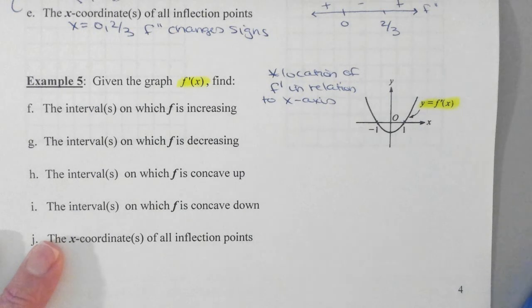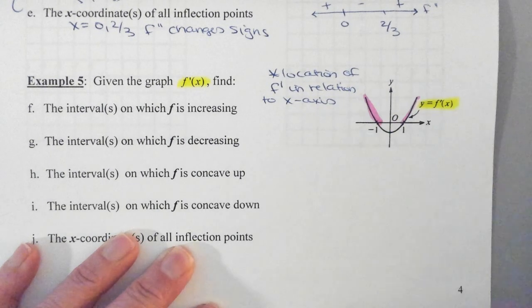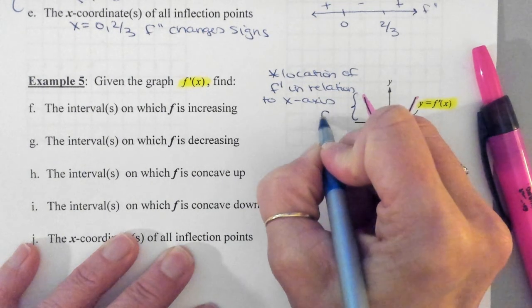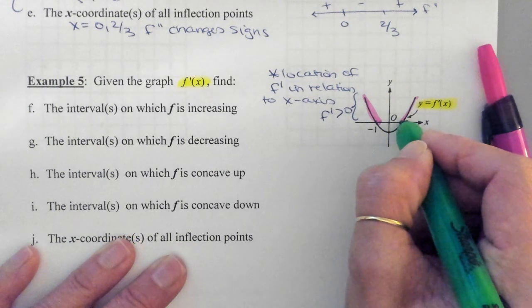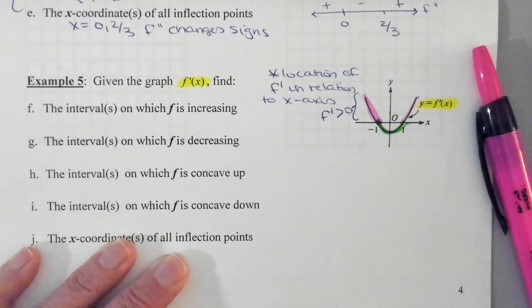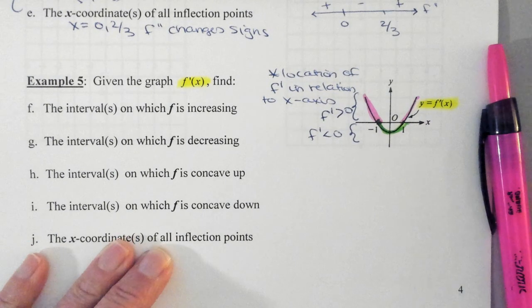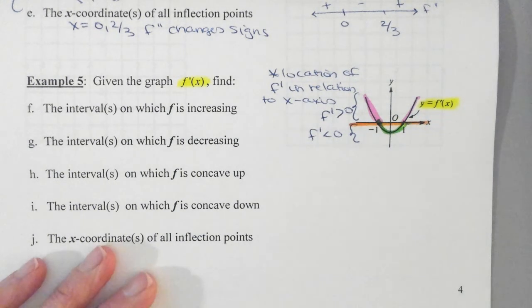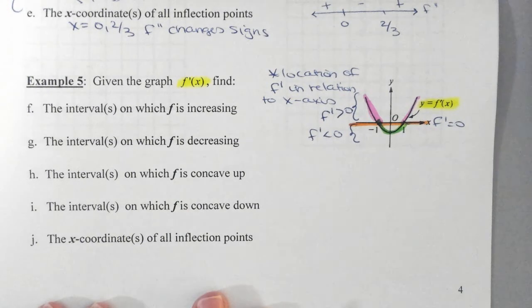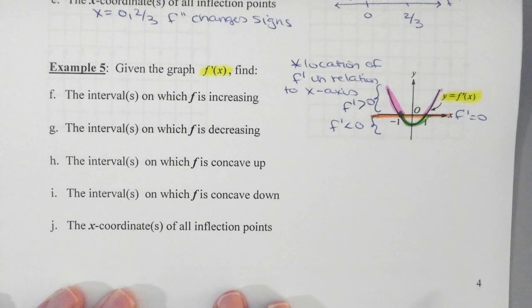So here we are talking about f prime right here is greater than 0. So then when we're looking at below the x-axis right here, what are we looking at? Right here, yep. F prime is less than 0. What about here? What is this telling us? Yeah, f prime is equal to 0. Okay? Alright, so in F and G, we are looking at the location of f prime with respect to the x-axis.